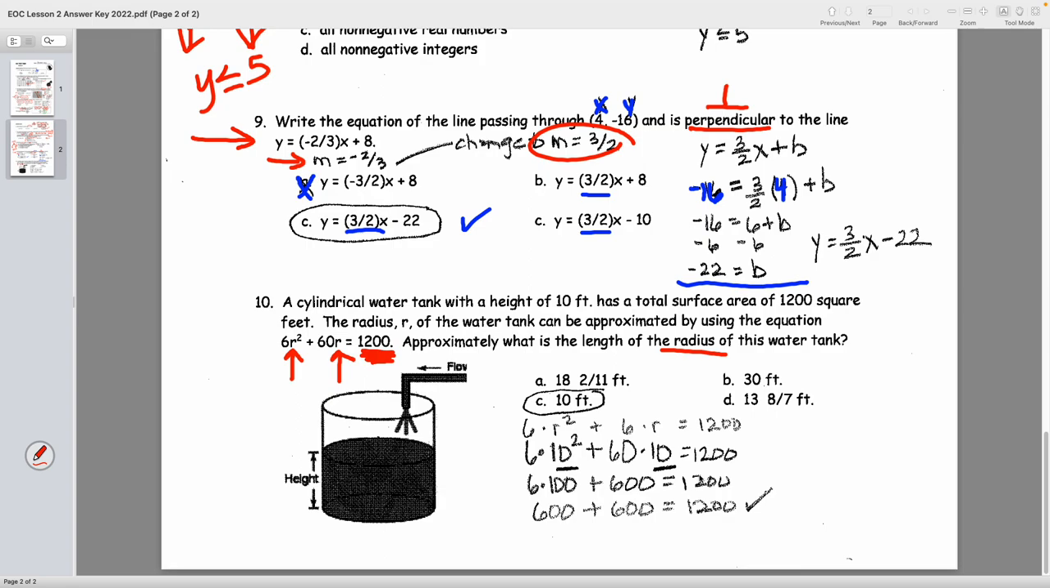I would not plug in 18 and 2/11, choice A, unless I absolutely had to. So I would maybe try the 30 first. If that doesn't work, then I would try the 10. And if all else fails, I would try the two mixed numbers that they gave me. But lucky for me, 10 worked, because when I substituted 10 in for R and squared it, and then put 10 in for this R right here, multiplied it by the 6, everything worked out. So I know that everything works out to give me 1200 when I put 10 in place of the R value. Okay, so that makes C the choice there.